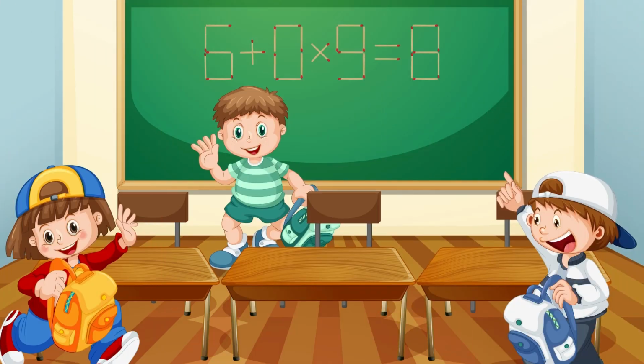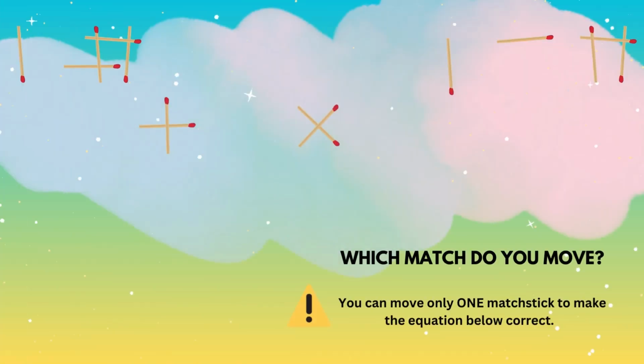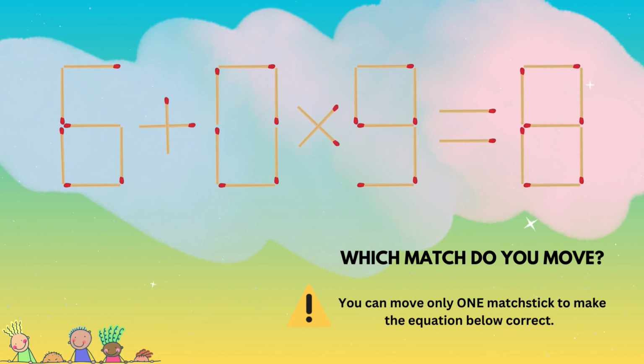Okay, everybody, time for our favorite matchstick riddle. The equation reads 6 plus 0 times 9 equals 8, which is clearly incorrect. Fix this equation by moving only one matchstick and replacing it somewhere else in the equation. You cannot remove it and you cannot place it over the equal sign to make it an inequality. So which matchstick do you move?